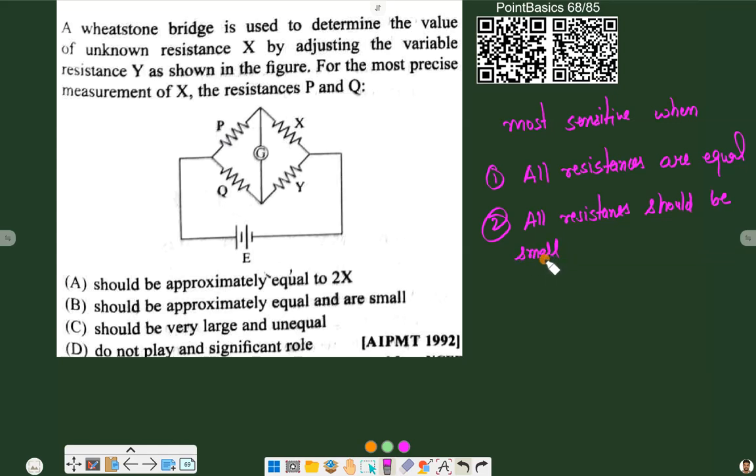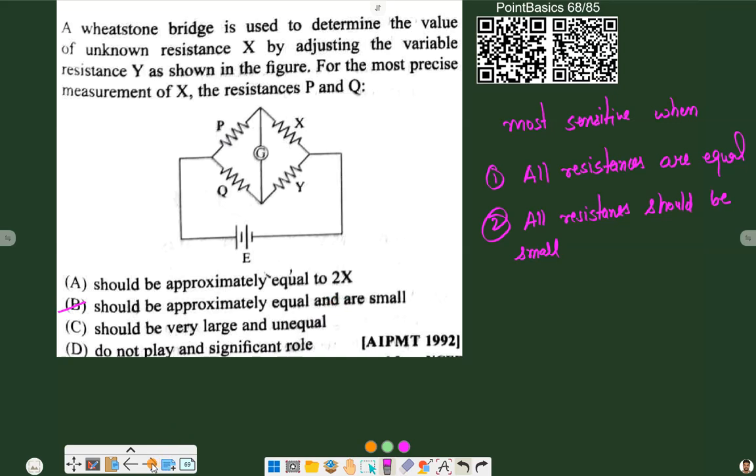Because the smaller the value of resistance, the higher will be the current in the circuit. Any small deviation in any resistance will cause a large fluctuation or large current flow through this galvanometer. So we will get fluctuations even if there is a small change in the value of resistance. That's why all resistances need to be equal and they should be very small. So option B, approximately equal and small, will be the right answer.